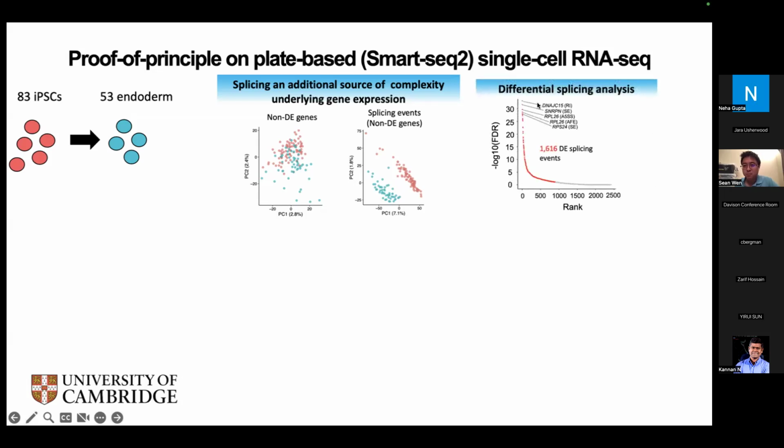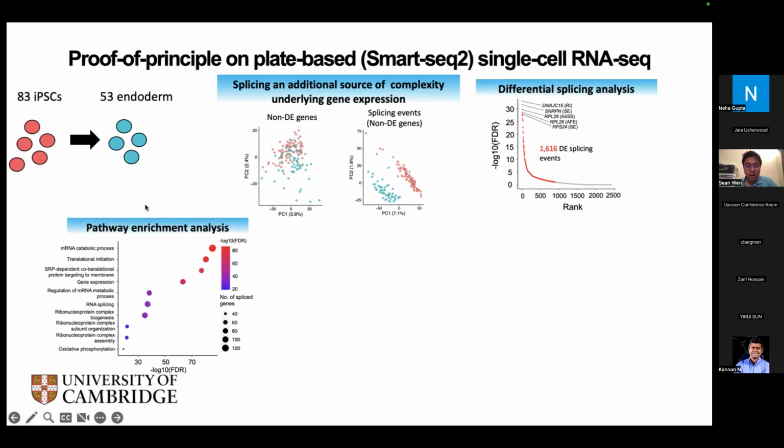We also can perform differential splicing analysis and rank the list of splicing events that are most differentially expressed between the two cell groups, from the top here all the way to the bottom. And a comparison between those two cell types tells us that there are about 1,500 splicing events that are differentially expressed between these two cell groups. And also we can input the list of 1,500 differentially spliced events, take their list of genes and do a pathway enrichment analysis. And you can see that these are the list of genes that are differentially spliced.